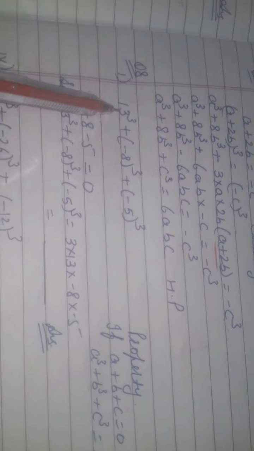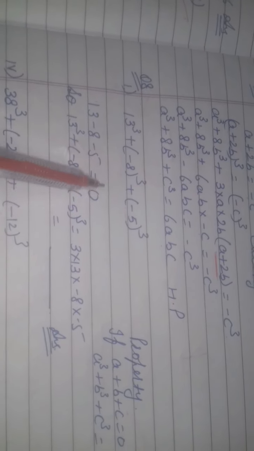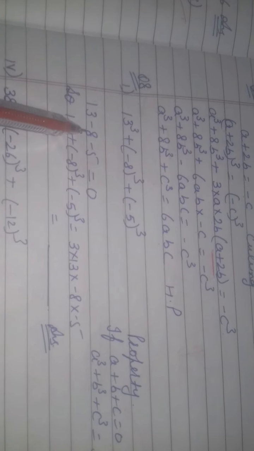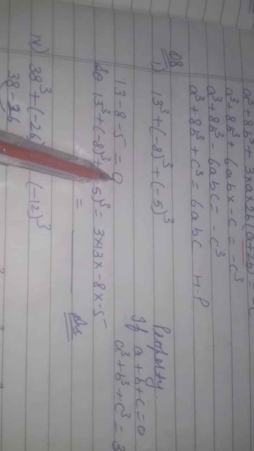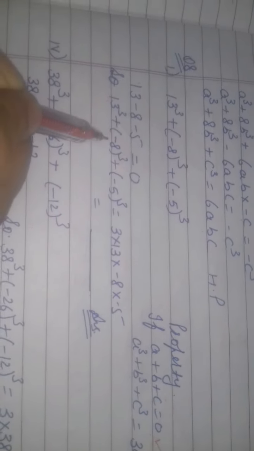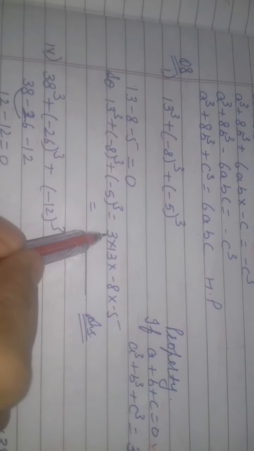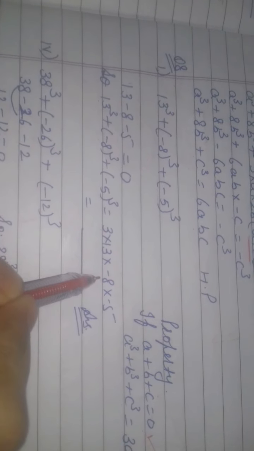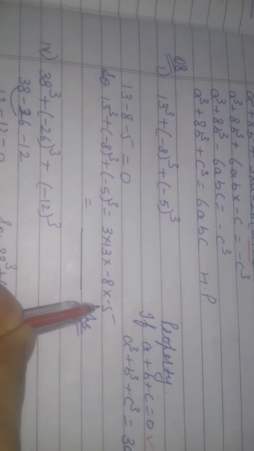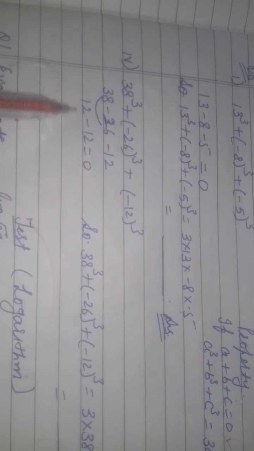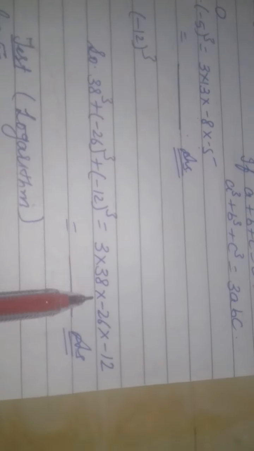What I did, let me check whether a plus b plus c is equal to 0 or not. a is 13, b is minus 8, c is minus 5. 13 minus 8 is 5, 5 minus 5 is equal to 0. Yes, this condition is applicable. Now a cube plus b cube plus c cube will be equal to 3 into a into b, which is minus 8, into c, which is minus 5. Clear? Now you can multiply, that will be your answer. Same thing I did here. So a plus b plus c, check it. Yes, it is 0. Then a cube plus b cube plus c cube will be equal to 3abc.